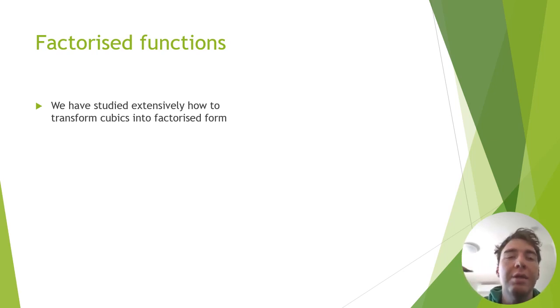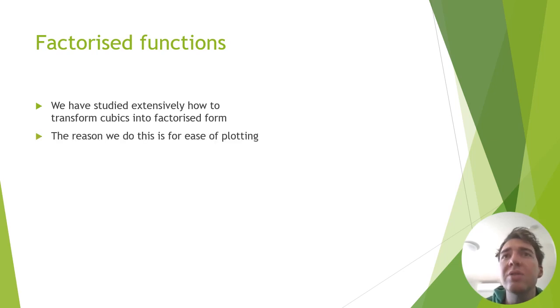Remember, if we're turning it into factorized form, that means we're taking our cubic polynomial, and we're turning it into something that looks like a whole bunch of brackets multiplying. Some of the ways that we've done this are using long division and equating coefficients. Sometimes we get lucky and we can just do it by taking out common factors. Either way, we know how to do it. Once we know how to do it, the reason that we do it is so that we can plot.